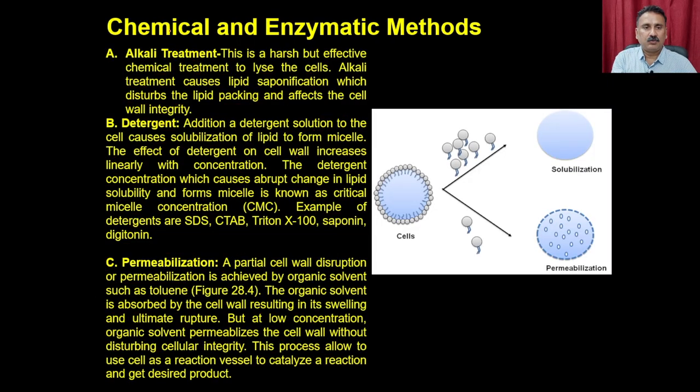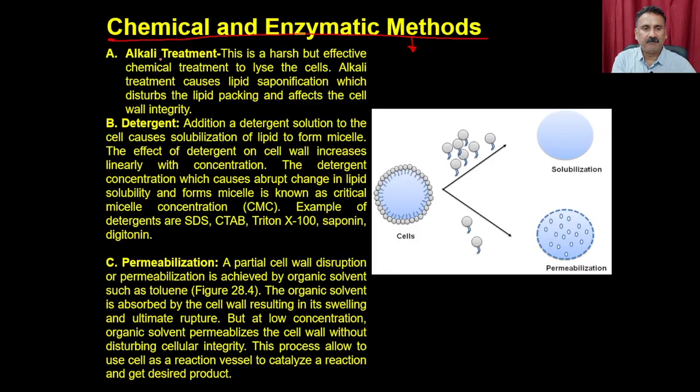Then we are going to talk about the chemical as well as the enzymatic method. In the chemical and enzymatic method, you are going to use different types of chemicals, and these chemicals are actually going to react with the cellular machinery, and that's how they are going to cause cell lysis. So the first is the alkali treatment. Alkali treatment is a harsh but effective chemical treatment to lyse the cells.